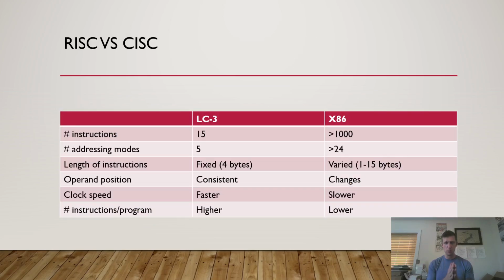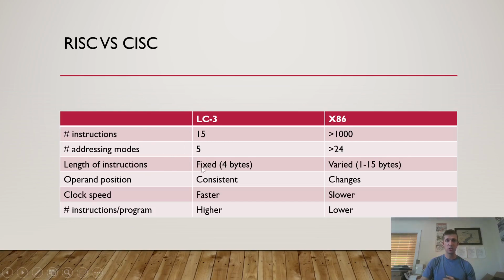An example of this: the LC3 computer we're going to play around with is very definitely a RISC style computer. The classic CISC computer is the x86, which is probably the CPU that's in your laptop right now. So you can see a couple of different ways in which these two compare. The LC3 has 15 instructions, whereas the x86 has, by some counts at least, over 1,000. The LC3 has, the book says, 5 addressing modes, and the x86 has more than 24 different ways we can address data.